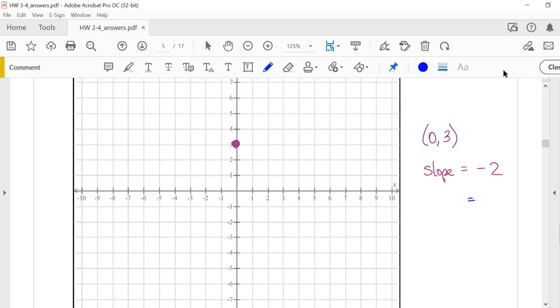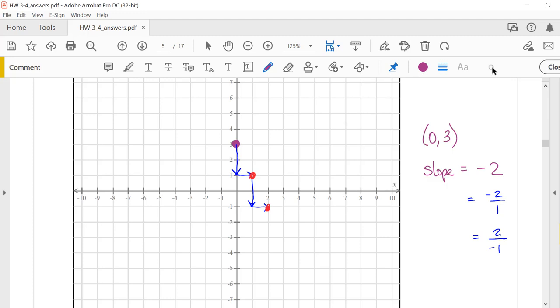The slope is, I can either think of it as -2 over 1 or as 2 over -1. So if I think of it as -2 over 1, I'm going to go down 2 and right 1. Here's a point. Down 2, right 1. So here are 2 more points.